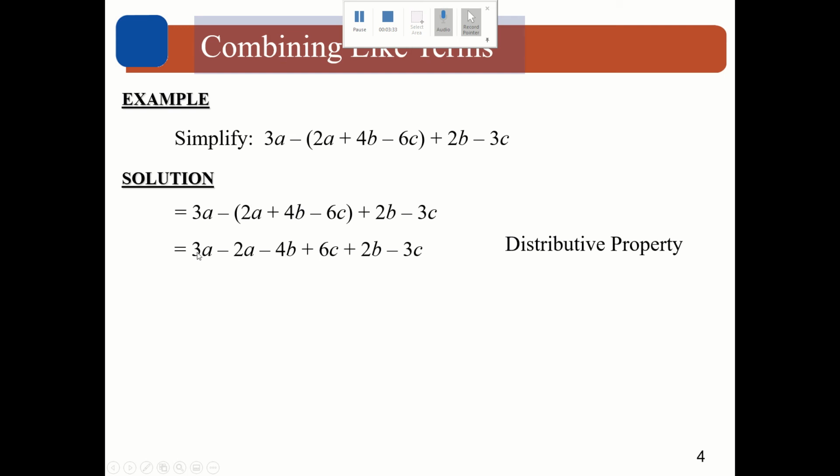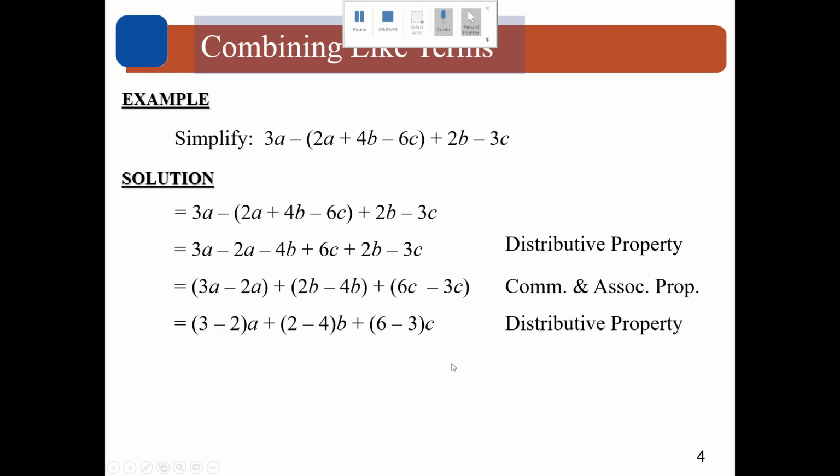So for example, I have a 3a minus a 2a. 3 minus 2 will be 1. Then I have this 4b, but I can't combine it with this 6c. But using the commutative property, I know I can add it to this 2b. So I could have negative 4b plus 2b, which will give us a negative 2b, and then a 6c minus 3c will give us a 3c.